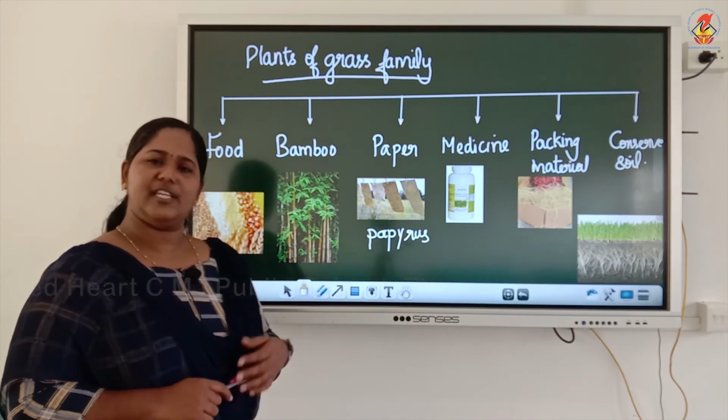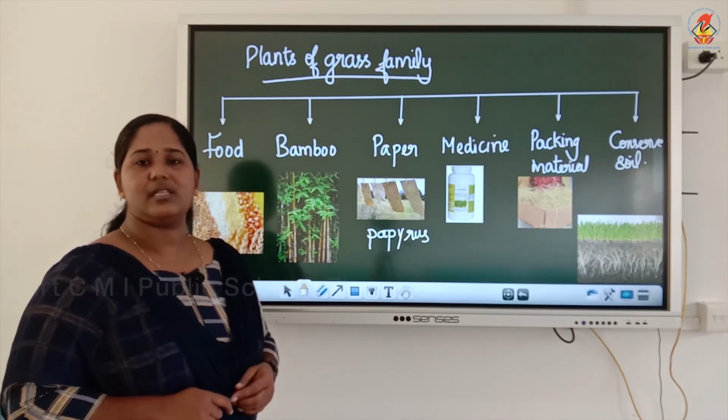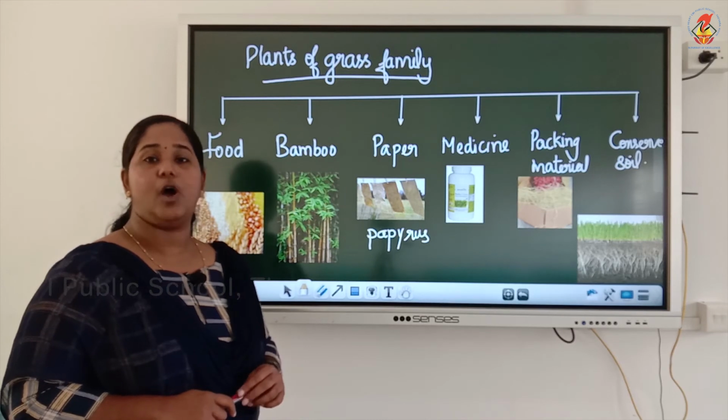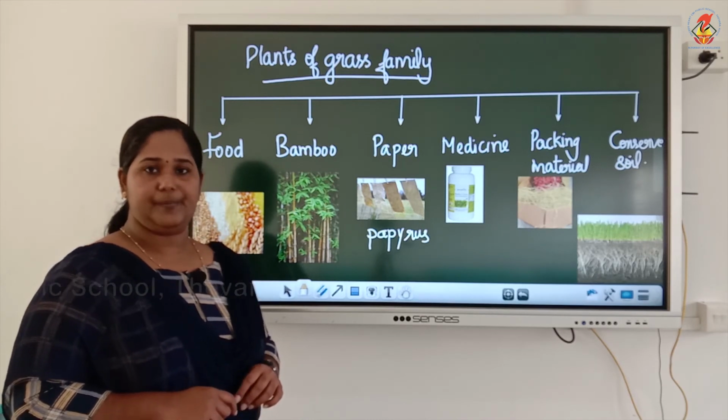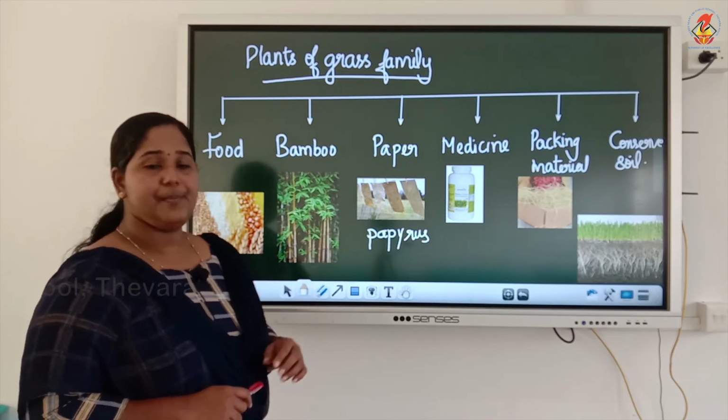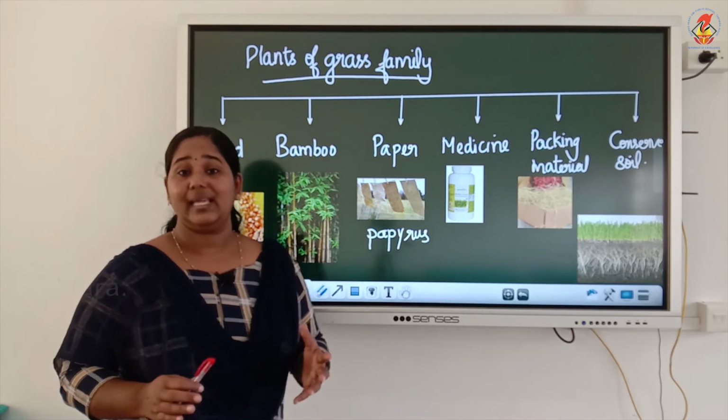Next important use of grass family is to prepare medicines. Several medicines for several purposes or several diseases are prepared using plants belonging to grass family. Next important use is packing material.